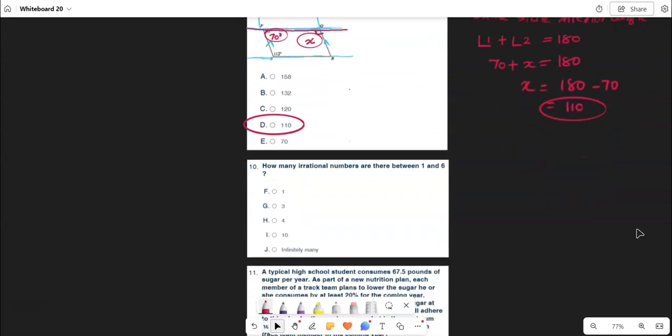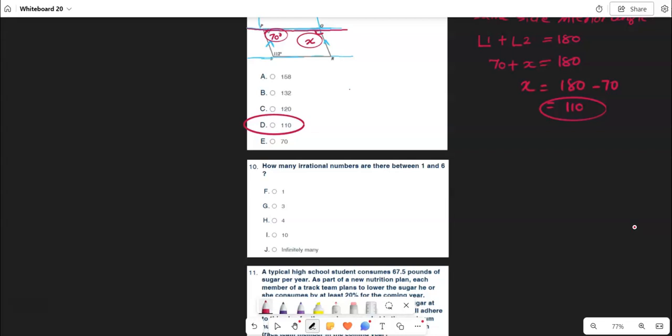Okay, moving on, the 10th problem. How many irrational numbers are there in between 1 and 6? For this kind of problem, there are some straight answers. Irrational numbers between two integers: straight away answer, infinitely many irrational numbers.